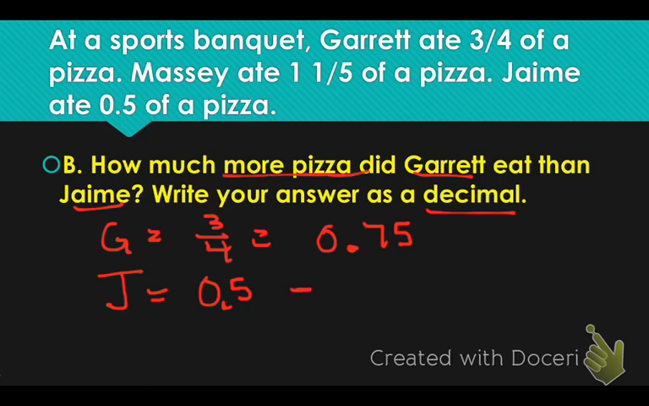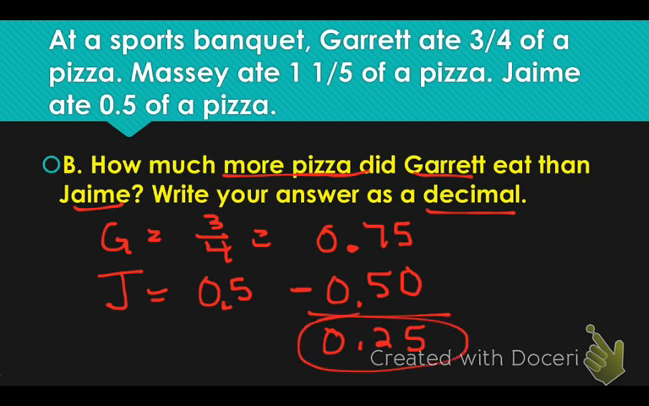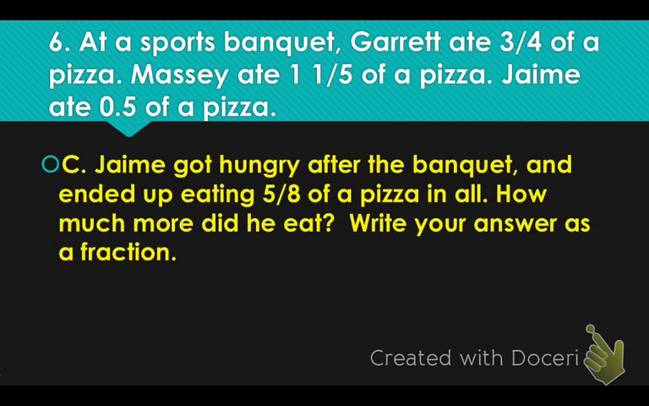This is going to be a subtraction, so I'm going to subtract. I can put a placeholder 0 here. Subtract. And so Garrett ate 2/500ths more than Jaime. That's my answer. Okay? If you got it, put a check mark. If not, you're pausing the video, copying it down. Here we go. Next one. Part C. Same question. Jaime got hungry after the banquet, ended up eating 5/8 of pizza.